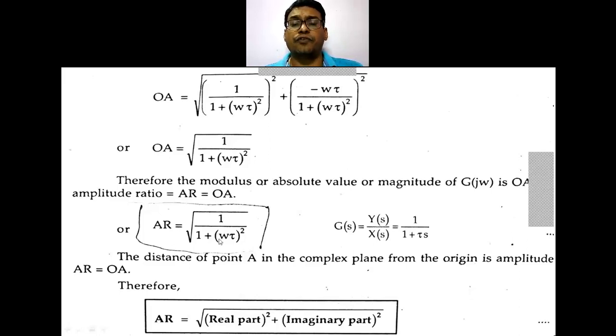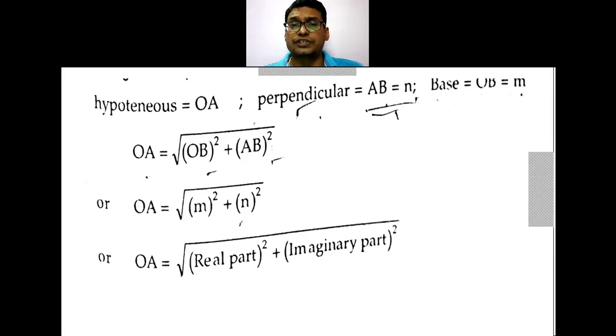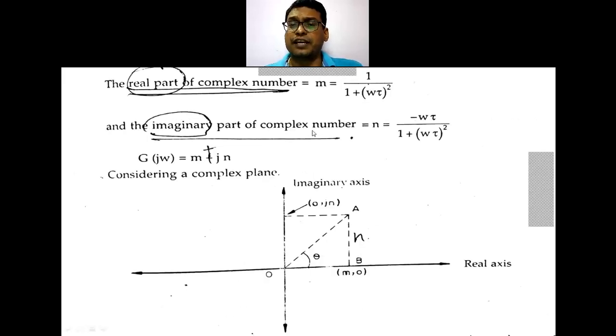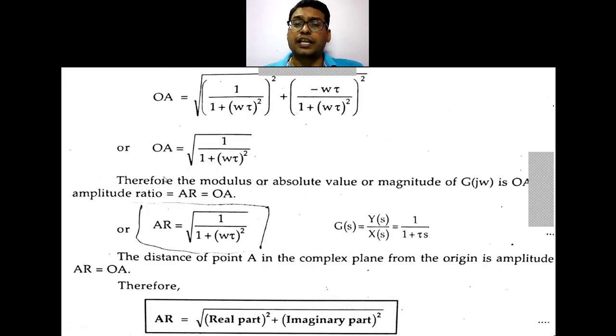ratio directly when we will solve the numericals. That is why I am asking you to remember this. Instead of writing it in terms of the complex number, then rationalizing, then simplifying to calculate the imaginary axis and the real axis, finally you will get the amplitude ratio as the square root of 1 upon 1 plus (omega tau) square. That is why it is easy to convert your transfer function directly into the amplitude ratio.